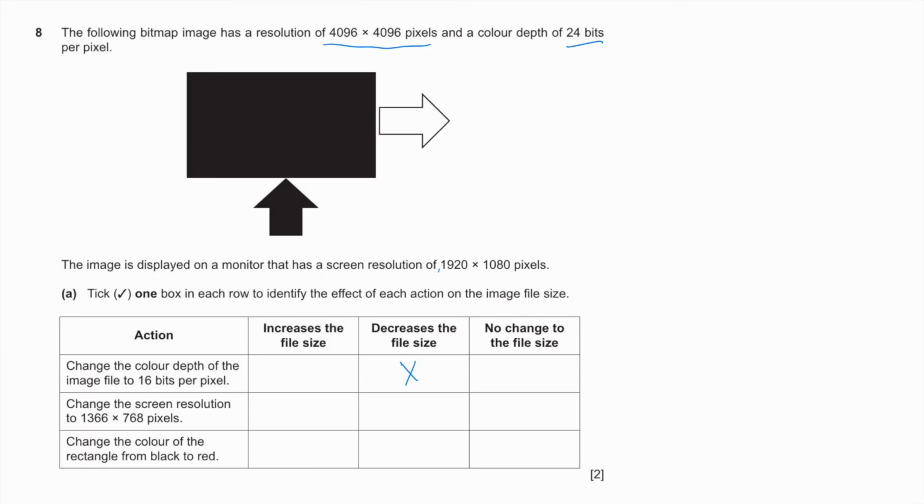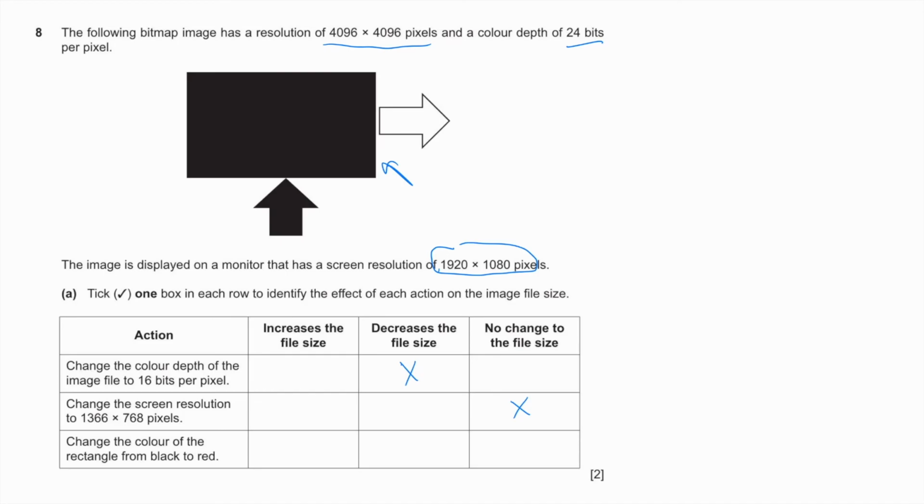Now, if we change the screen resolution to 1366 by 768 pixels, we're basically making the screen resolution lower. So we're not really going to see a change in file size, because if we reduce the screen resolution, which means the detail with which things are displayed on the screen, that's not going to cause us to decrease the file size. That just means there's going to be no change in file size.